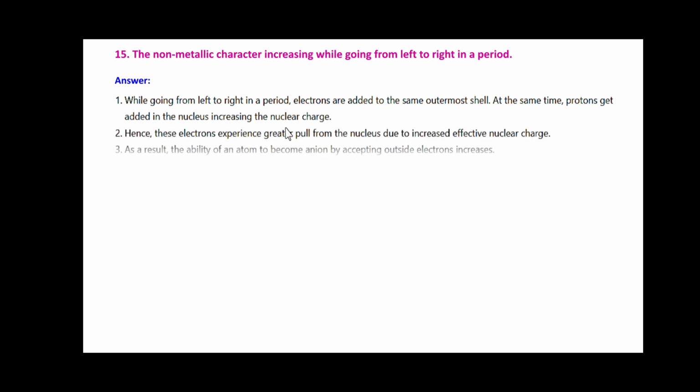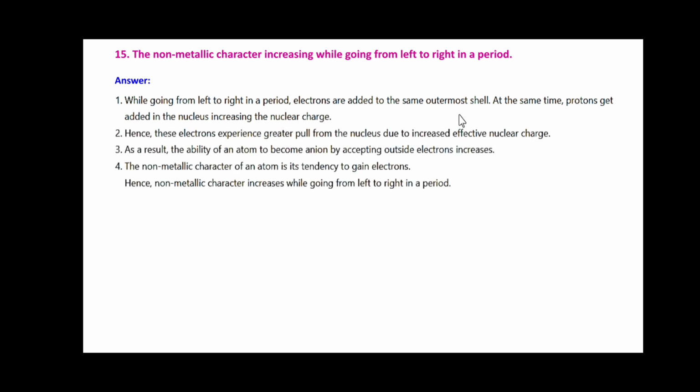The non-metallic character increases while going from left to right in a period. While going from left to right in a period, electrons are added to the same outermost shell. At the same time, protons get added in the nucleus, increasing the nuclear charge. Hence, these electrons experience greater pull from the nucleus due to increased effective nuclear charge. As a result, the ability of an atom to become an anion by accepting outside electrons increases. The non-metallic character of an atom is its tendency to gain electrons. Hence, non-metallic character increases while going from left to right in a period.